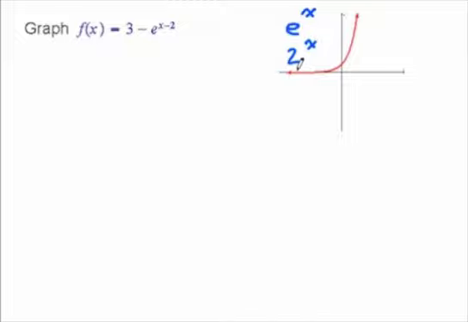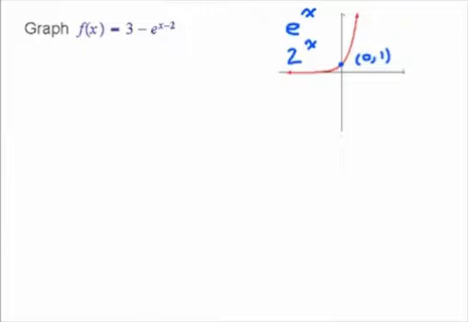It basically crawls along the negative x-axis, hits this point, which will be (0, 1), and then it takes off to infinity after hitting that point. So when we graph this thing, we're just going to move the picture over here around to fit the information.